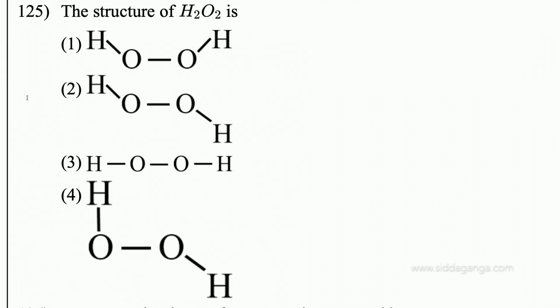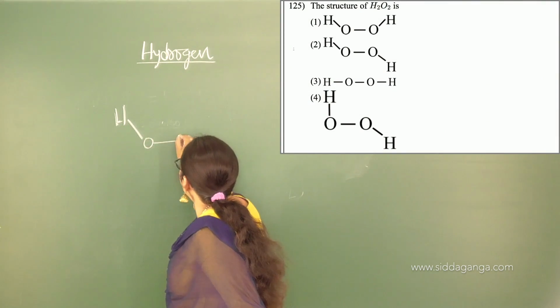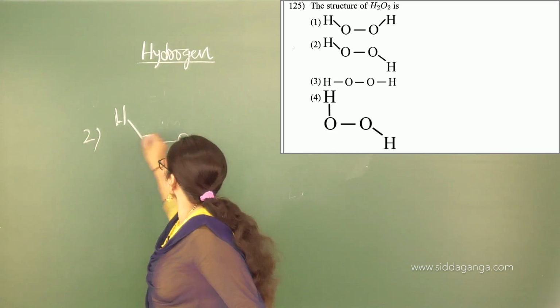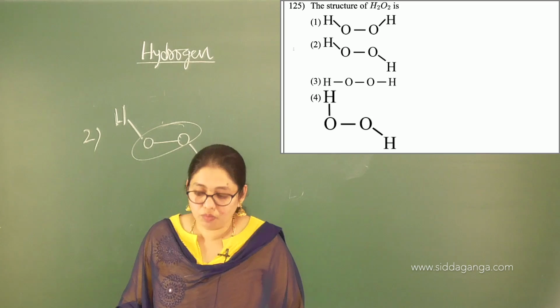Yes, the structure of H2O2 is option 2, because you know that it is just like a half-open book. If you just open the book you are going to get the structure, this one. Here we can see the peroxide linkage. Option 2 is the answer for this one. Move on to the next.